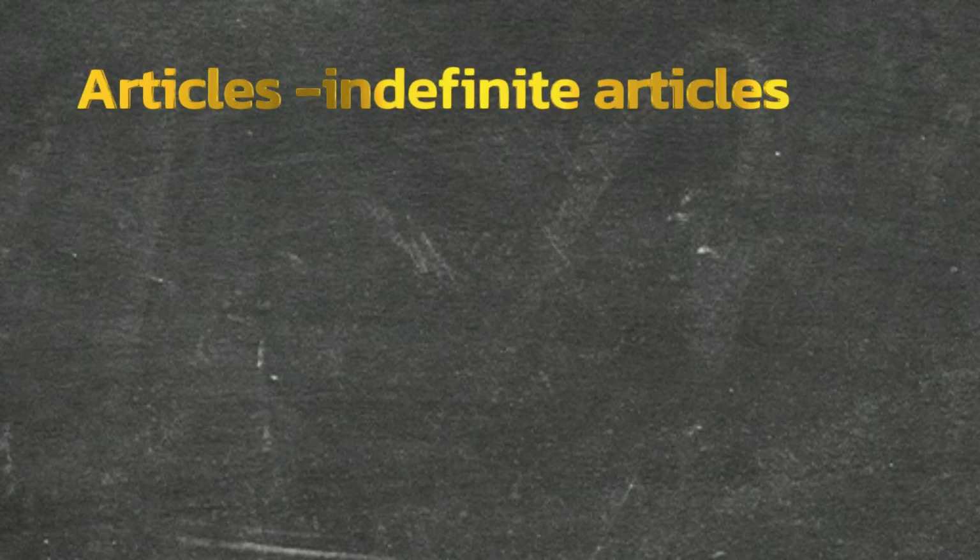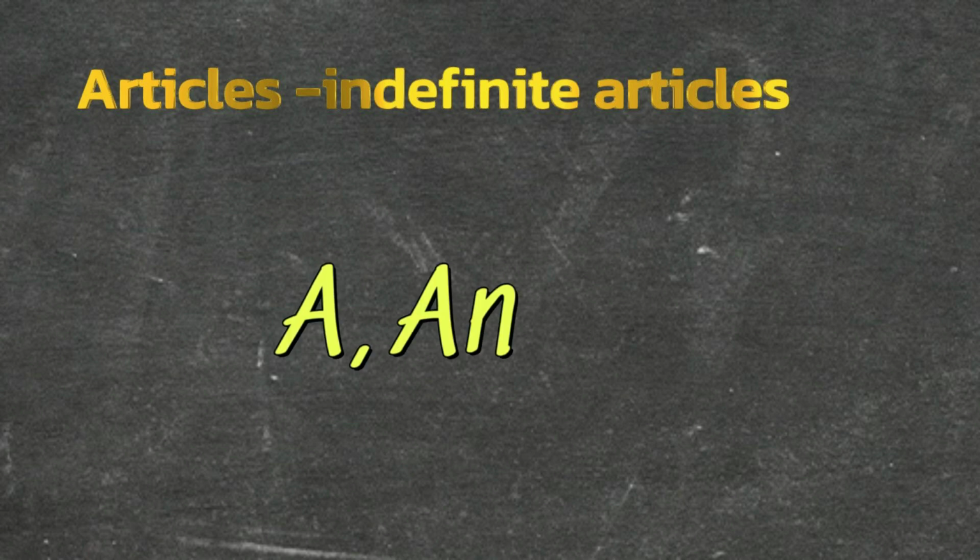I know that many people struggle with using articles. Don't worry, this video will help you understand them clearly and ensure you remember. Let's begin by discussing the indefinite articles a and an. When talking about something non-specific, we use a or an.